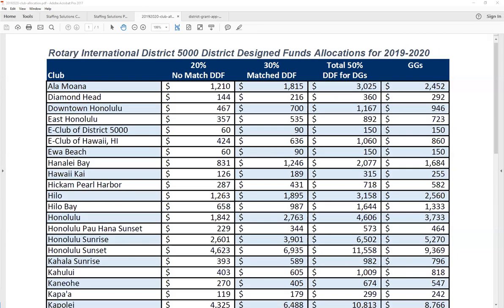You cannot give the money to the University of Hawaii. You have to give it to the student or to a program that the student is in outside the University of Hawaii program. Okay. Another thing that a lot of clubs do is the Hawaii Rotary Youth Foundation scholarship. Each club gets a $5,000 scholarship from the Hawaii Rotary Youth Foundation, which is separate from Rotary.